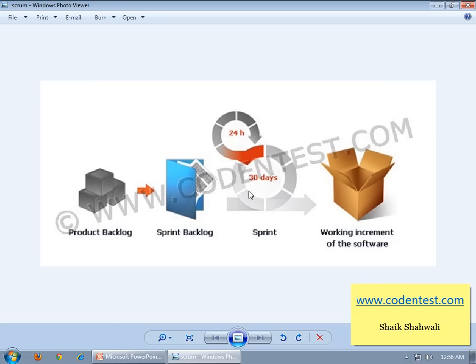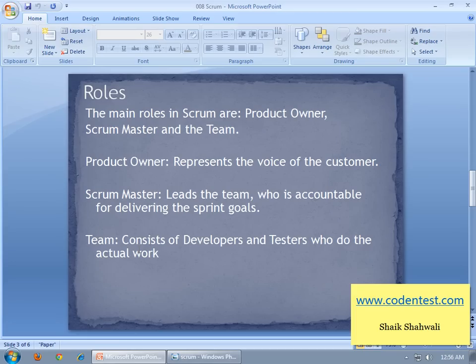Team does the actual work. Product owner will set priorities and maintains the product backlog. And Scrum Master will head the sprint, and in the sprint the actual work is done by the team. So those were the roles in Scrum model.